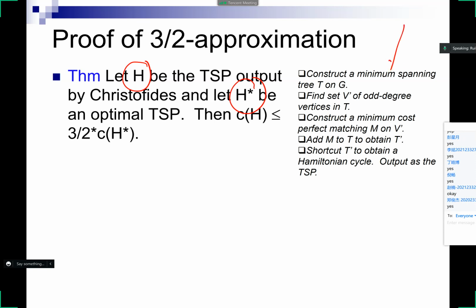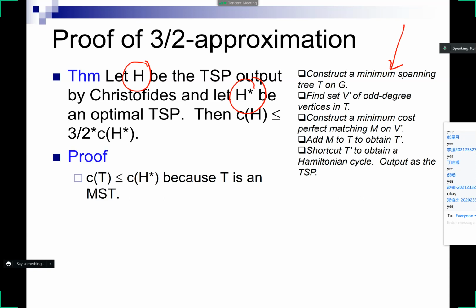So over here I just rewrote the algorithm to remind you what's happening in the algorithm. The first step we do is to compute this MST. The MST is going to have cost at most the optimal TSP cost. Remember that's because if you take the optimal TSP and you take out an edge, then you get a spanning tree, and that spanning tree can only be more expensive than our minimum spanning tree.